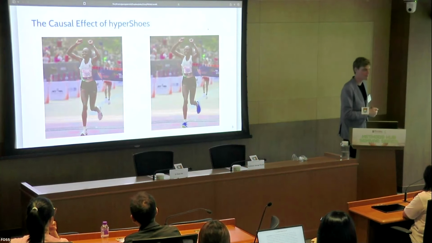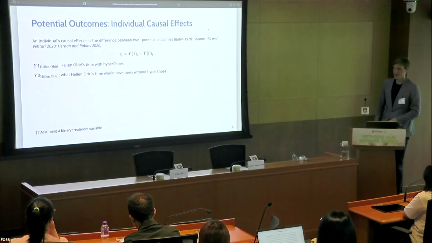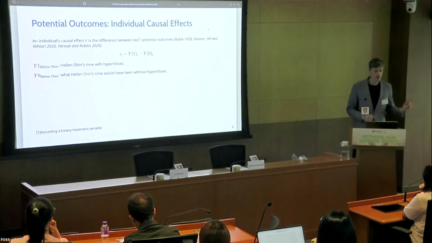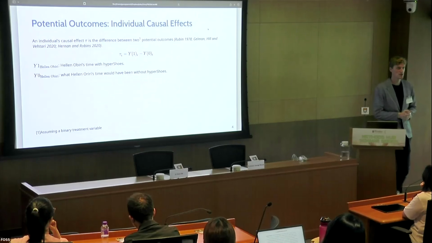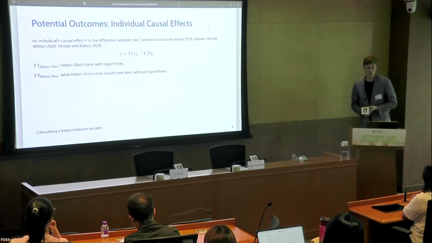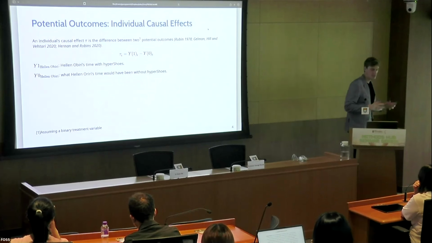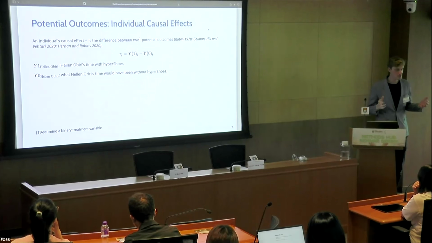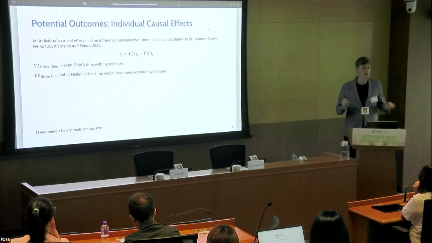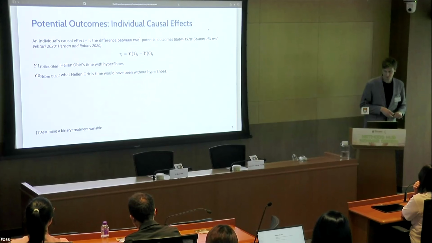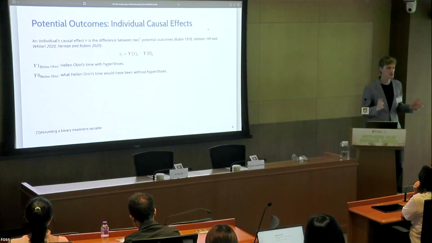Causal inference is oftentimes phrased as a comparison between factual and counterfactual worlds. And what I mean by this is there's two potential outcomes. There is the world in which Helen wore the shoes. That's what we observed. And there's this world in which Helen didn't wear the shoes. These are often denoted as Y1 and Y0. In this case, Y1 is Helen's time with the hyper shoes. That's what we actually get to see. And Y0 is what Helen's time would have been had she not worn the hyper shoes. And the treatment effect, the causal impact of the shoes, is just the difference between these two numbers.